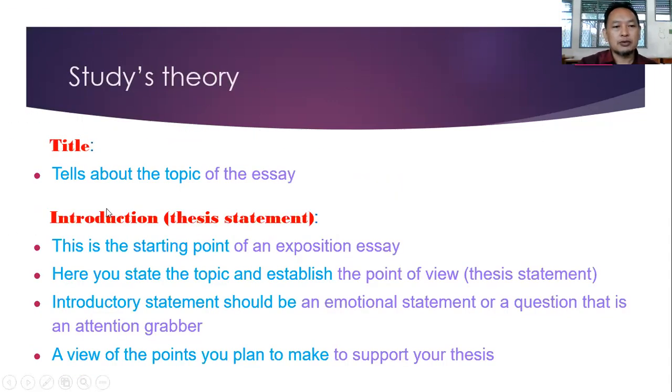Here is the theory. The title tells about the topic of the essay. Here you should know that the title should tell about the topic of the essay. And then the introduction or thesis statement, actually in the first paragraph. This is the starting point of the exposition essay. Here you state the topic and establish the point of view.